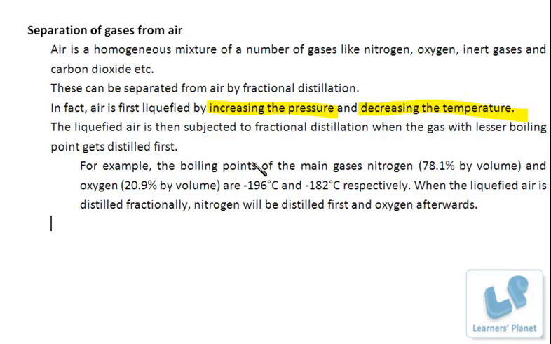After that, we have obtained air in the form of liquid, and then it is subjected to fractional distillation. What will happen? The gas with a lesser boiling point will be distilled out first. That is the boiling points of the main gases, that is nitrogen and oxygen. Boiling point of nitrogen is minus 196 degrees centigrade and oxygen is minus 182 degrees centigrade respectively. Right? The one with a lesser temperature will be obtained first, and the one with a higher temperature will be obtained later. In this case, which will be obtained first? Nitrogen, and then oxygen. Right?